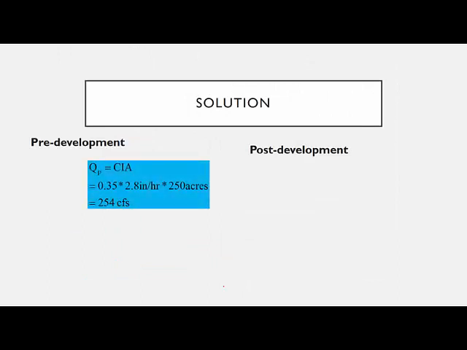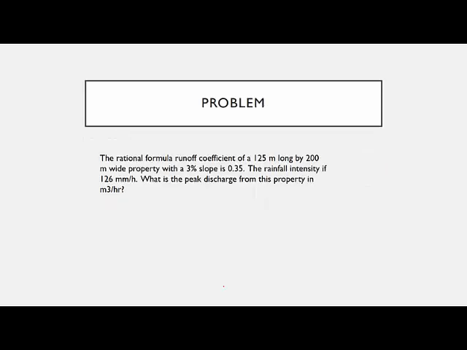It was 2 inches per hour for the pre-development. It's 250 acres and the coefficient was 0.35, and the answer is in cubic feet per second. It's a peak flow. And then for post-development, this is my coefficient of runoff, my intensity, and the area, and it's 349 cubic feet per second.